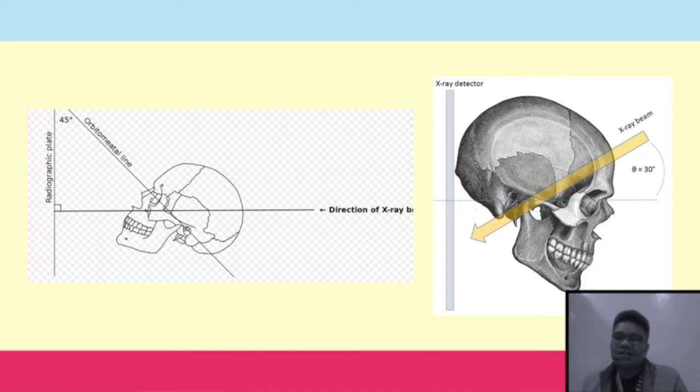On the other hand, class, this is how your Townes view is taken. So notice the direction of the X-ray beam and then notice the direction of the head. Okay, so somehow the head is tilted forward and then class the patient is somehow facing downwards and then the X-ray beam is taken like this. Okay, meaning class the plate will be placed here. Okay, so your Townes view.